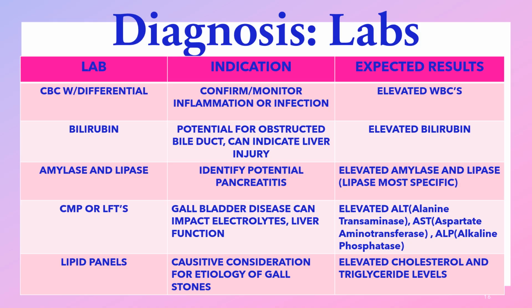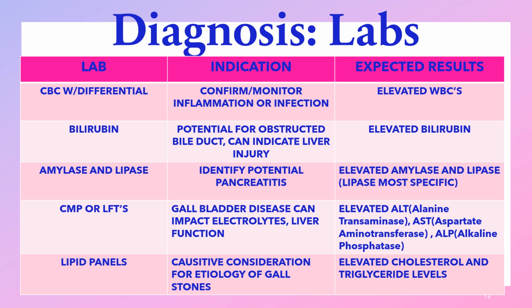Again, CBC with differential. We're always looking at this in cases of inflammatory and potentially infectious concerns, confirming or monitoring inflammation or infection, and we're going to see elevated white blood cells. We're going to look at bilirubin, and you can get that on your CMP. This shows us, not necessarily diagnostically, but there's the potential for an obstructed bile duct. It can indicate liver injury. It can tell us potential cause and complication. So we're going to see elevated bilirubin.